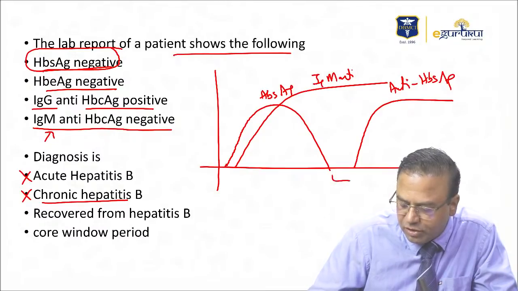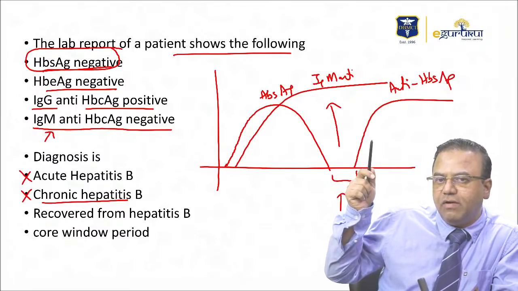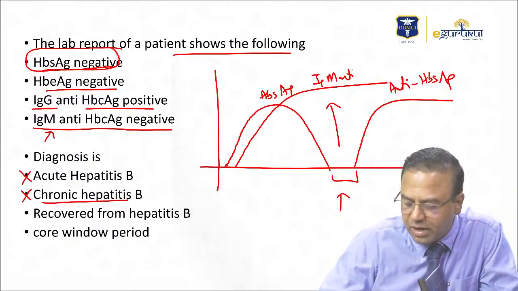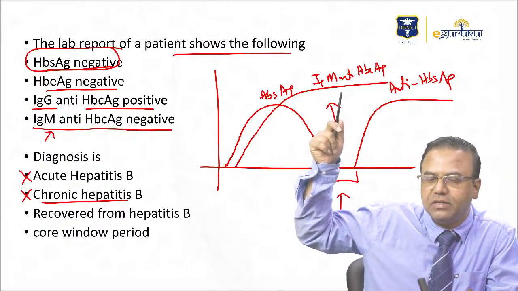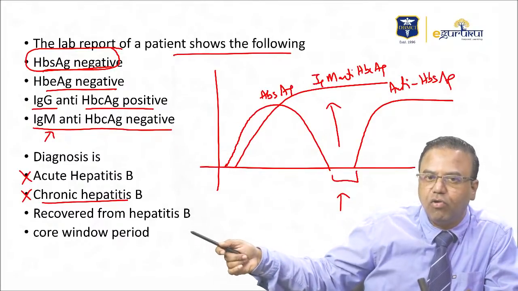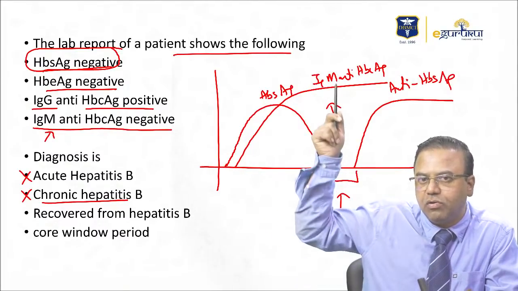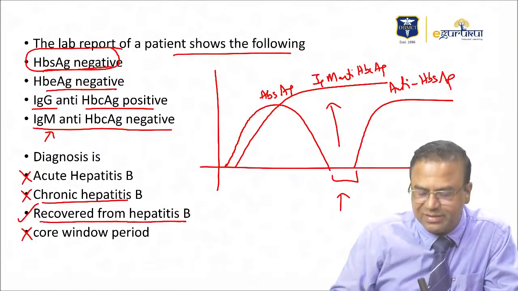So this is the window period: neither will you have surface antigen, nor antibody against surface antigen, but you should have IgM anti-HBc. That's negative here. It's not IgM, it's IgG. IgG means chronic, you cannot get core window period at that point. Core window is going to come with IgM. So this is definitely out. The answer is simple. This patient is recovered.